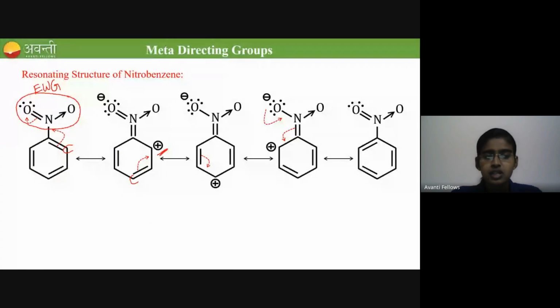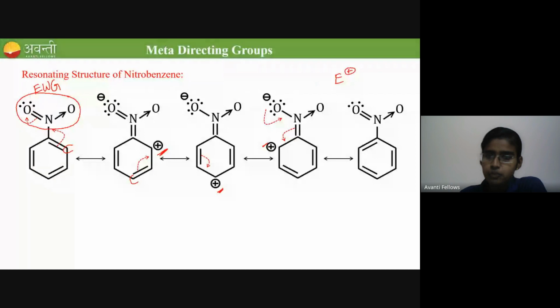Now, if an electron withdrawing group is there in the benzene ring, we are getting the positive charge in the ortho and para positions. Electron density is very, very less in ortho and para. Now, if an electrophile wants to come and get substituted in the ring, it cannot attack the ortho-para position, right?